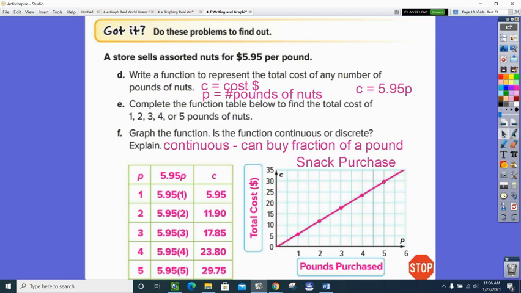Now, the other thing that your book fails at right now is the arrow. So we have to decide, are we going to put an arrow in? There should be an arrow out on this end, but there should not be an arrow on the other end because you're not going to buy negative pounds. So it is a ray. And that would be the graph showing your snack purchase or your nut sales or whatever you want to say for this one.